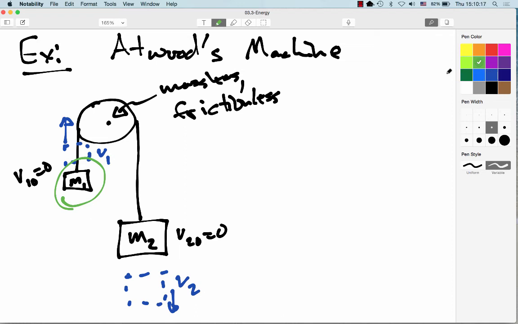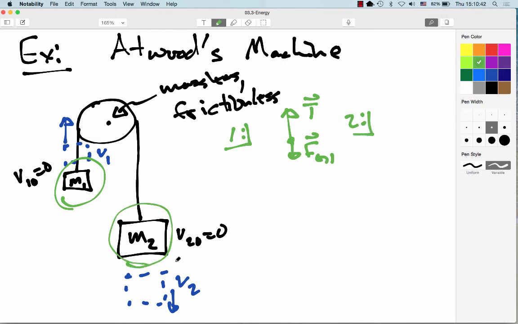Okay. So for our first free body here, we cut through the string, so we have a force of tension pointing up, and we have a force of gravity pointing down. That's a long-range force, so we'll call that FG1. And then we can do the same thing for free body number 2. We'll have a force of tension up and a force of gravity down.